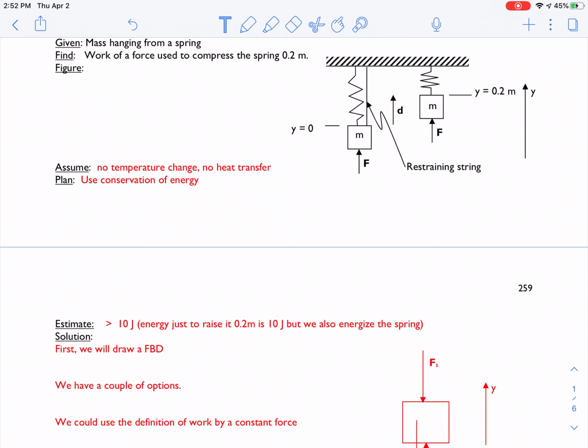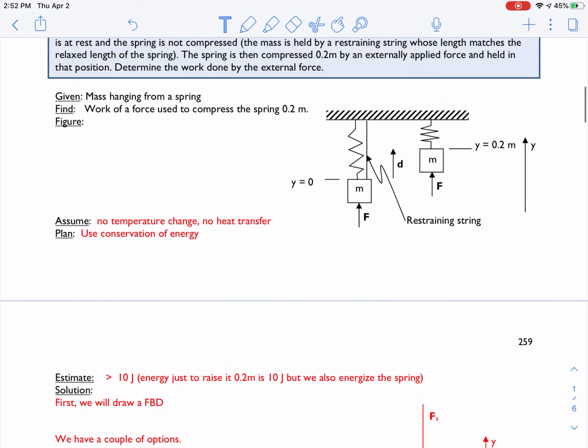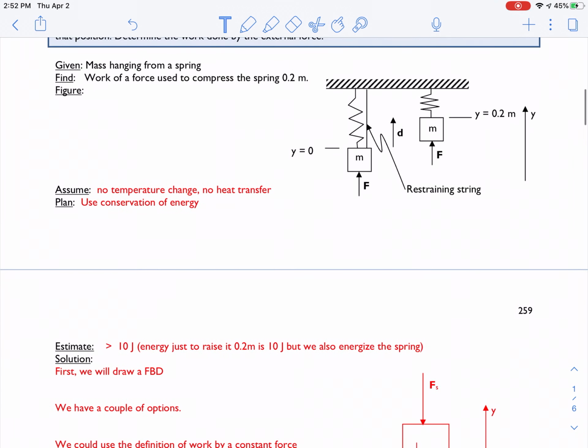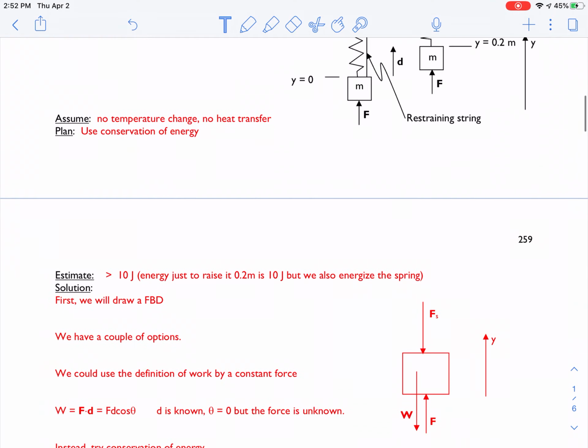You may think you can use the work term to find out the work done by the external force, but F is not given. And also we are going to investigate whether it is a constant force. We will think about that after we draw our free body diagram. If F was known, then it would be straightforward, F dot d if it is constant. If not, you integrate if the function was given, and so forth. But conservation of energy is the way to go for this problem.